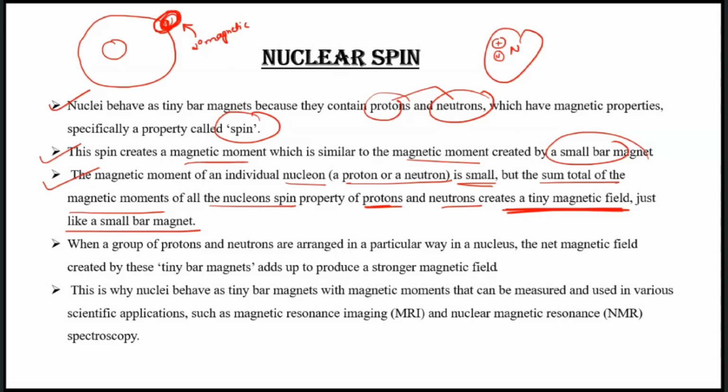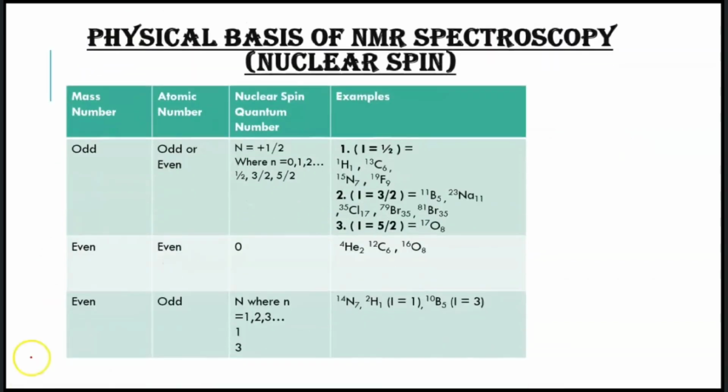So when a group of protons and neutrons are arranged in a particular way in a nucleus, the net magnetic field created by these tiny bar magnets adds up to produce a quite stronger magnetic field. Now this is why nuclei behave as a tiny bar magnet with magnetic moments that can be further measured, and such nuclei have quite great scientific applications such as MRI, your magnetic resonance imaging, where they can be used, and definitely NMR, which is why this is the physical basis of NMR spectroscopy, correct? So this is the reason that we have used this particular term over here.